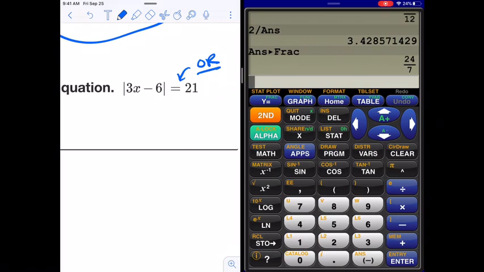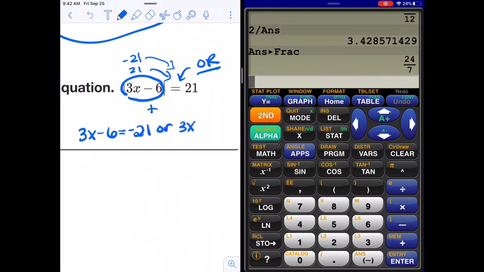Remember, with absolute values, it takes whatever's inside here and makes it positive. So there could be a -21 in there, and that would make it a +21, or a +21. So that's why we have 2 choices here. So we have 3x minus 6 equals -21. That's your first equation. Or 3x minus 6 equals +21. We want to go ahead here and solve.